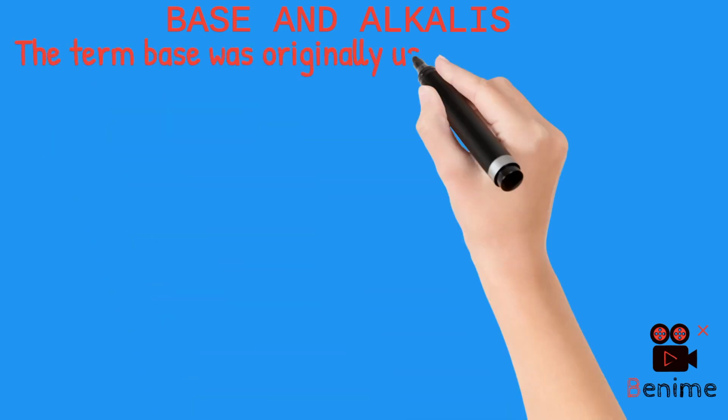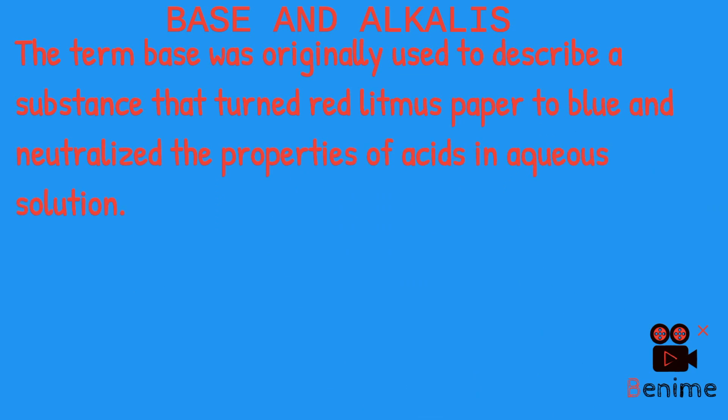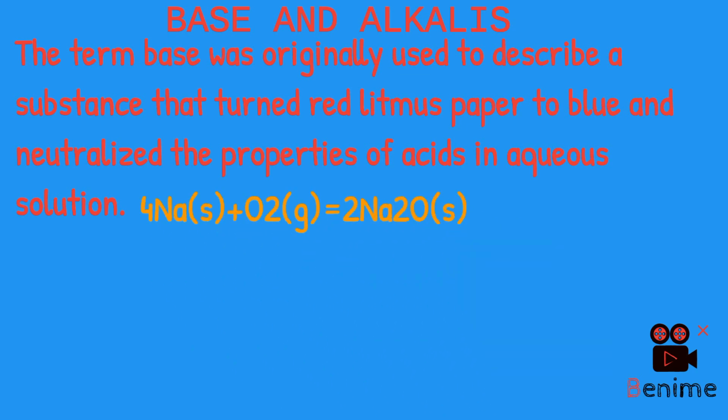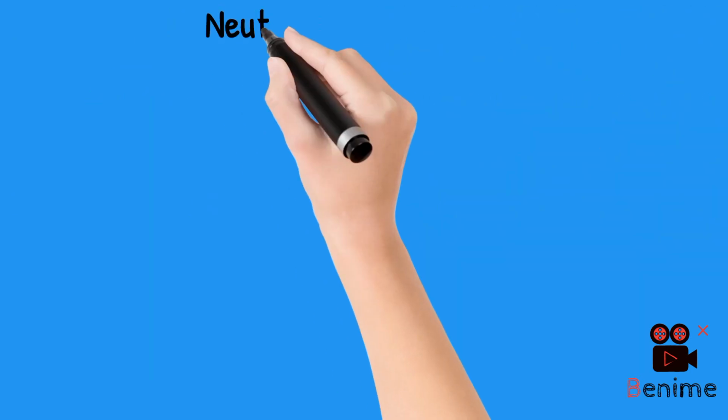Bases and alkalis. What is a base? Well, a base was generally described as a substance or a solution that turns red litmus paper blue and neutralizes the properties of an acid in an aqueous solution. You can see the formula is written right here.